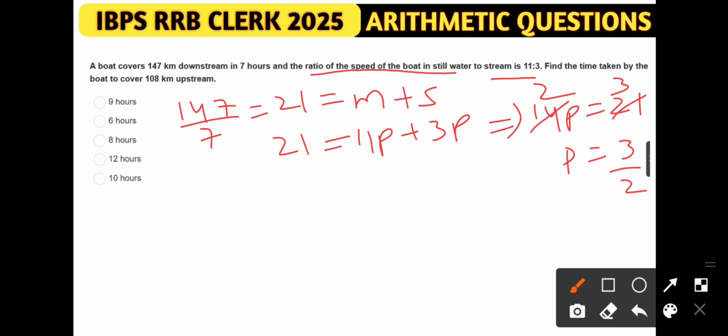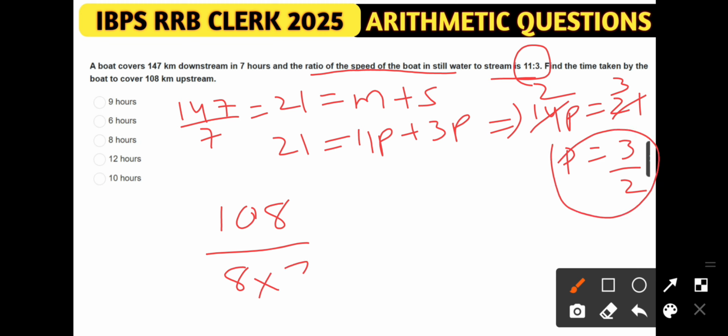Now the question asked is: find the time taken by the boat to cover 108 kilometers upstream. 108 kilometers upstream means distance divided by speed will be the time. So we have upstream speed, which will be m minus s. Here the ratio given of m and s is 11:3, so m minus s means 8 parts. 8 parts value we need to take. 1 part value we have is 3 by 2, so 8 parts value will be 8 into 3 divided by 2.